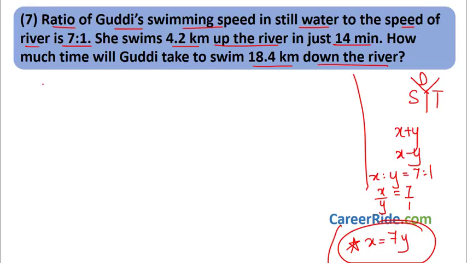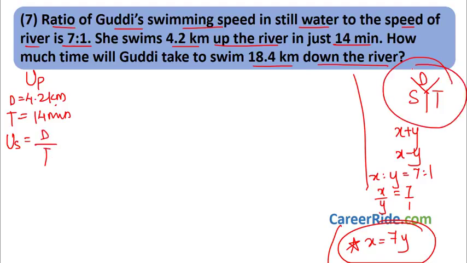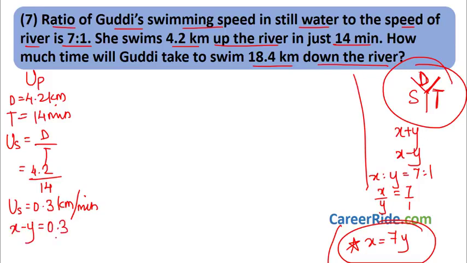What they have given over here, she swims 4.2 kilometers up the river in just 14 minutes. So upstream Guddi travels 4.2 kilometers. Time taken is 14 minutes. So what will be the upstream speed? That is nothing but distance upon time. From where did we get that? We get that from our formula. Speed is distance divided by time. So that is nothing but 4.2 divided by 14 minutes, that is 0.3 kilometers per minute. So this is the upstream speed, but we know what is the upstream speed? x minus y. So x minus y is 0.3, correct?